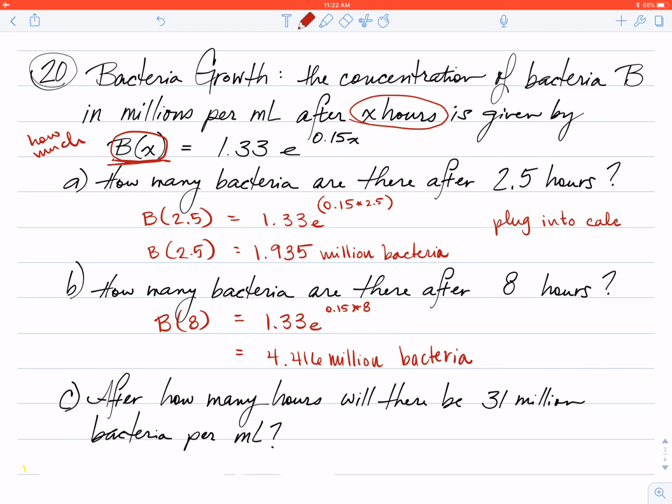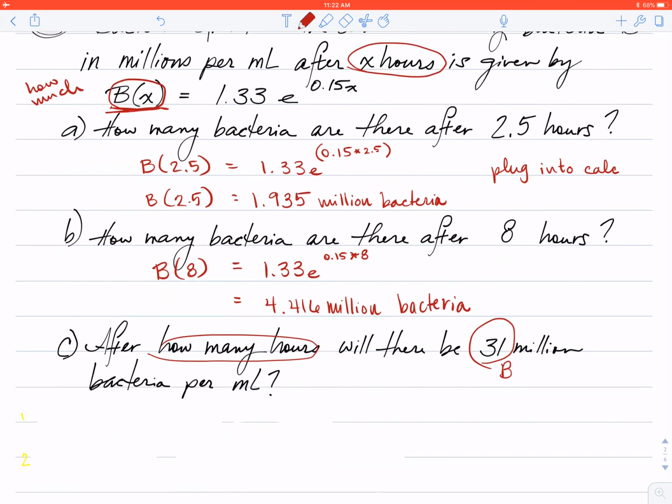Now let's go down to letter C. Letter C says, this one's a little bit more difficult. After how many hours will there be 31 million bacteria? Now, 31 is going to be my B value. This is my Y value, and I'm working backwards to find out how many hours. I'm trying to find my X value here.